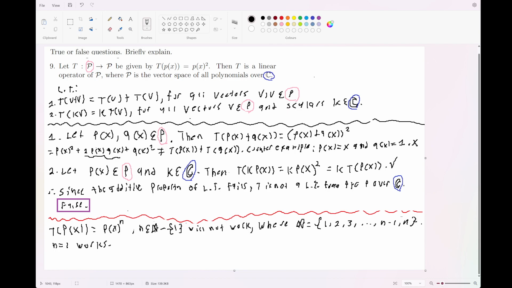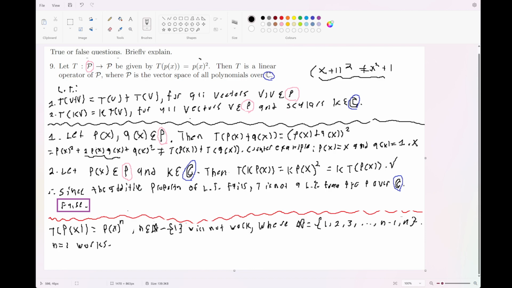Because we're going to get (x+1)² does not equal x²+1. So this is going to be our counterexample up here. Scalar multiplication does work though. Let p(x) ∈ P and k ∈ C. Then T(kp(x)) equals (kp(x))², because we're not, once again, squaring the scalar multiple here. We're just squaring the function itself.